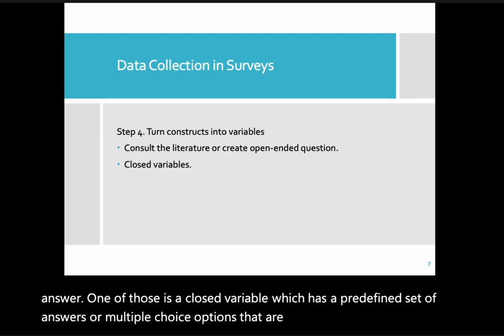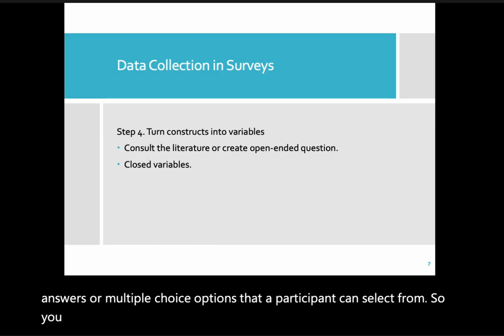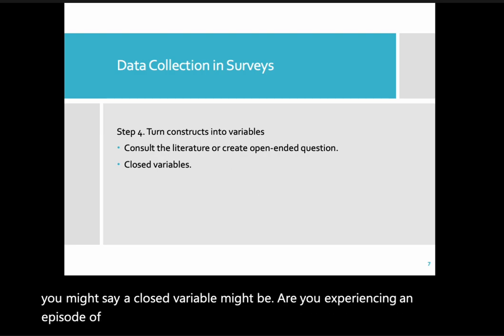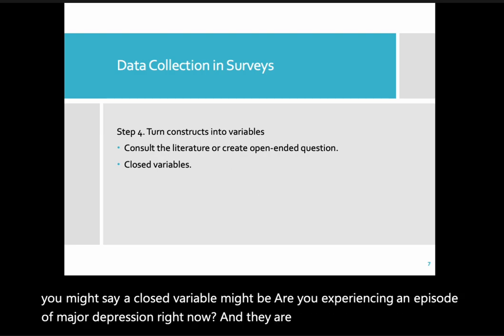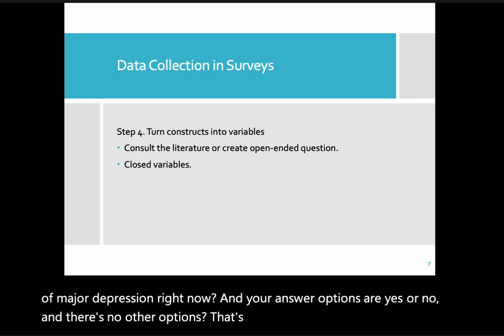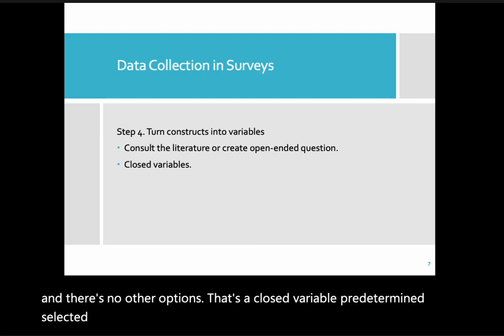participant can select from. So a closed variable might be, are you experiencing an episode of major depression right now? And your answer options are yes or no. And there's no other options. That's a closed variable. Predetermined selected answer responses.